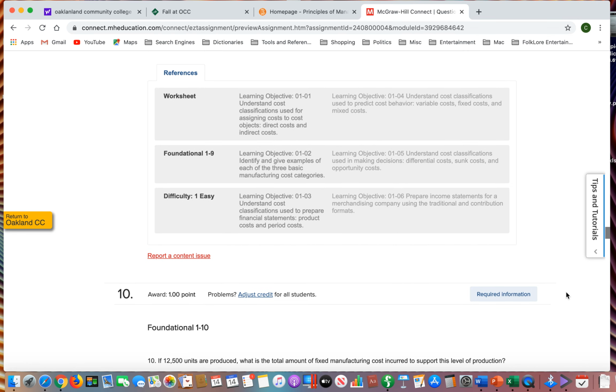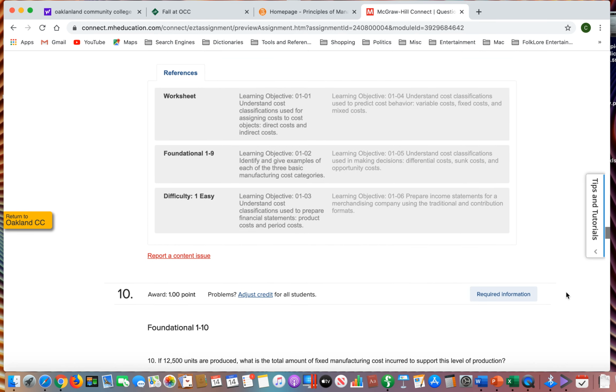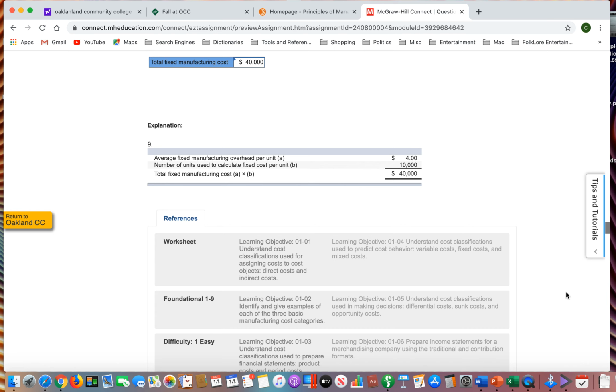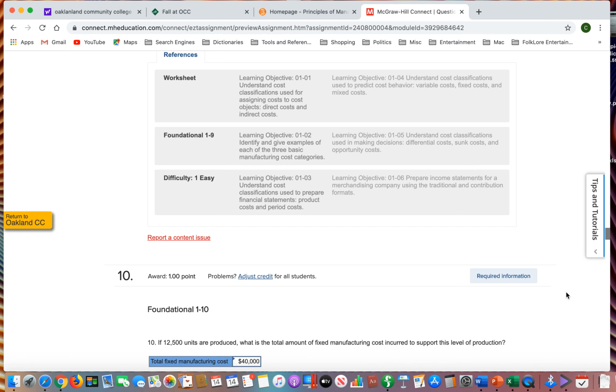Let's go with number 10. If 12,500 units are produced, what is the total amount of fixed cost? And they say it stays at 40,000. It stays at 40,000. That's what they're saying to us here. The fixed manufacturing overhead cost, which is $4. What they're saying, folks, is that as long as it's within that range, the fixed manufacturing cost is going to be $40,000.